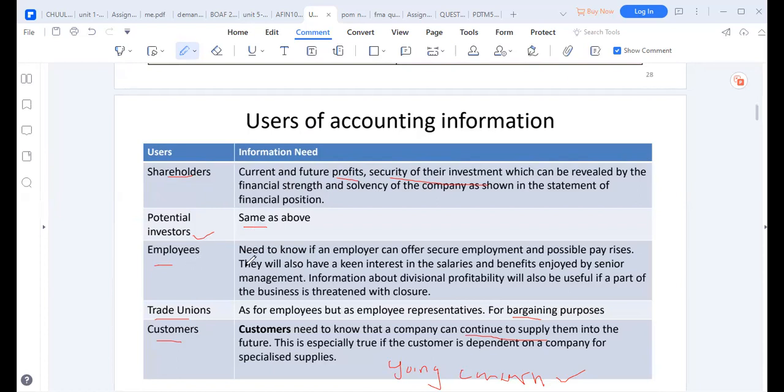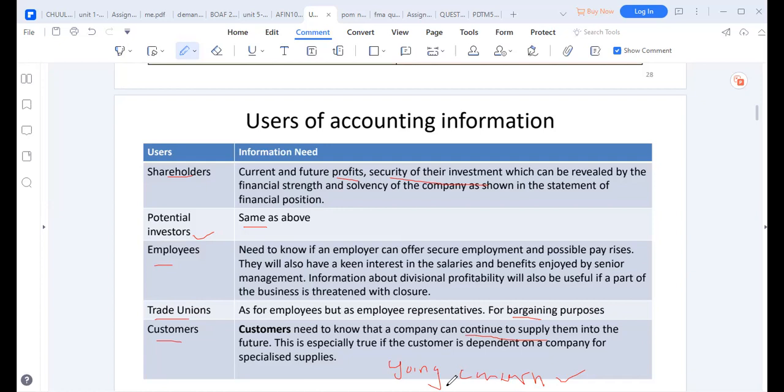Then the employees, we need to know if the employer can offer secure employment and possible pay rises. So these are the employees. So if we're looking at trade unions, we're going to look at the number of employees. They want to see whether they may have bargaining power. All right. Then when we go to our customers, they also want to know whether this institution has a going concern.